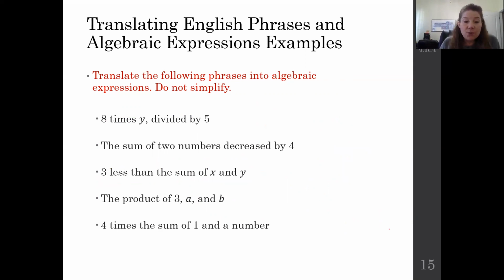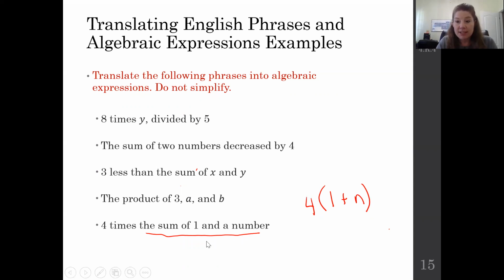And then the last one, 4 times what? 4 times the sum of a number and 1, the sum of 1 and a number. This is the sum of 1 and a number, and 4 times that. 4 times the sum of 1 and n. So hopefully that makes sense to you.